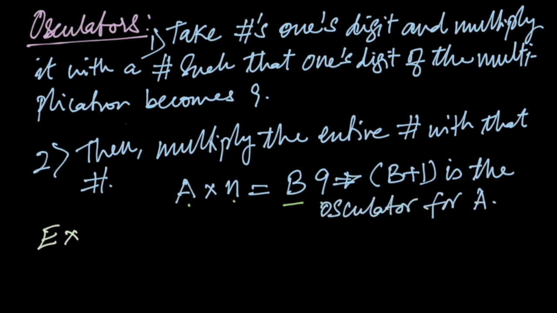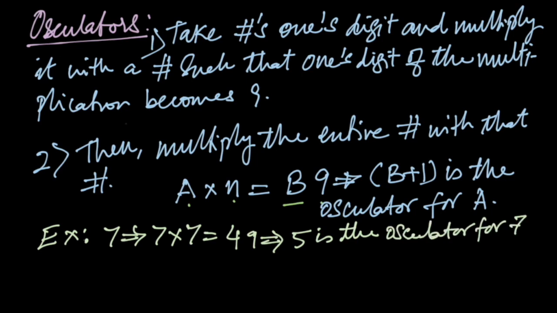So for example, for 7, we have to multiply 7 by 7, so we get 49. So the answer for 7 is 5, which is 4 plus 1. 5 is the oscillator for 7.